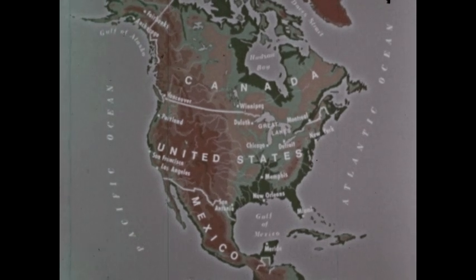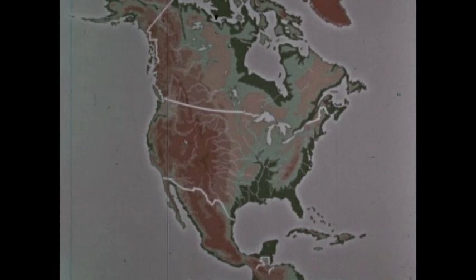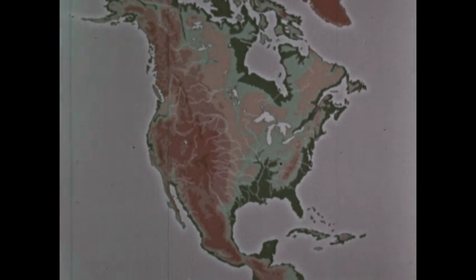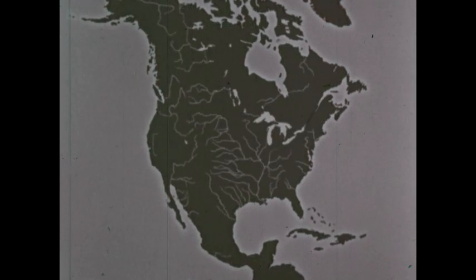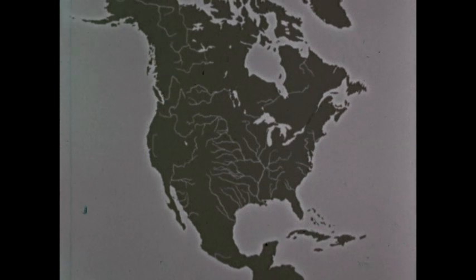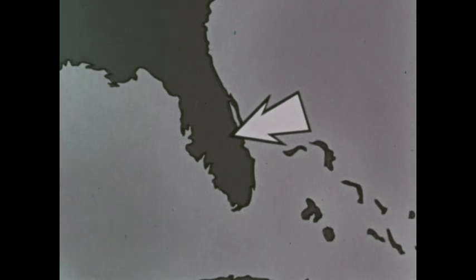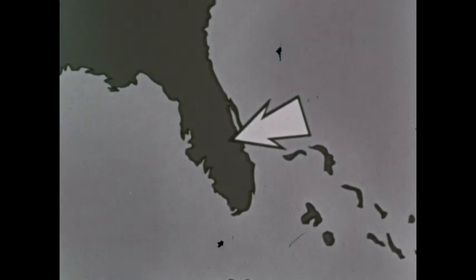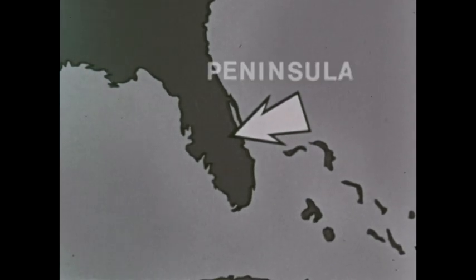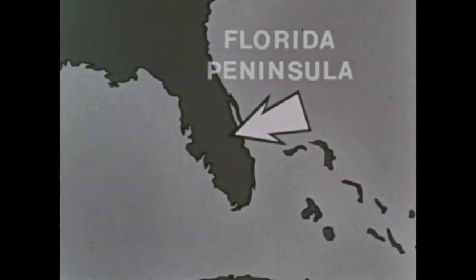On this map of North America, we'll take out the words, the boundary lines between countries, make the land all one color, and one more step. There, that leaves just the continent with its coastline. Looking at the coastline, we notice a large, narrow arm of the land which reaches out into the water, a peninsula, the Florida Peninsula.